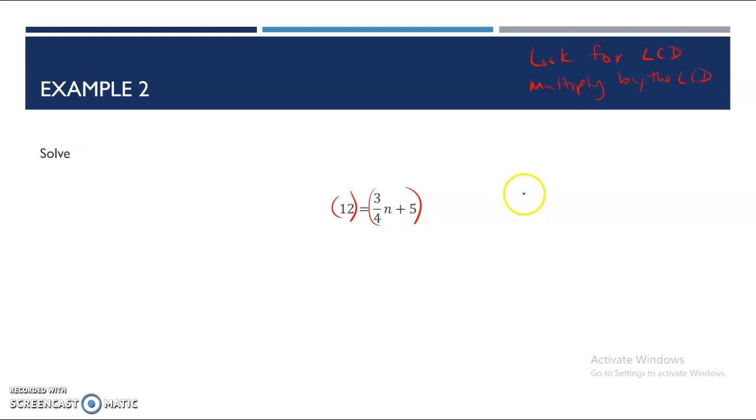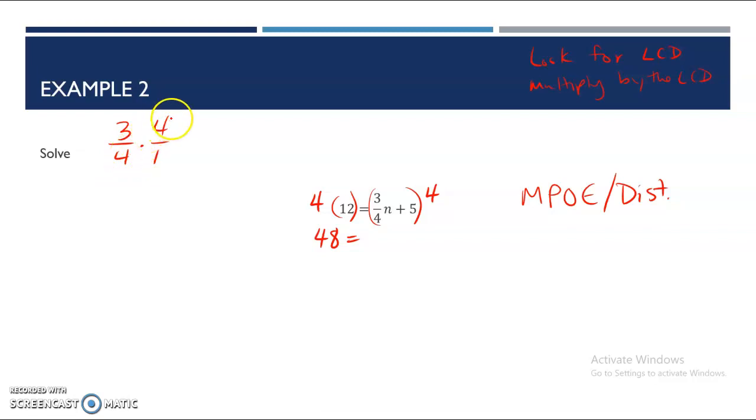And I have to do it equally to both sides. So we're going to use that multiplication property of equality. We're going to multiply both sides by 4. And then in order to do that, I'm also going to distribute on the right-hand side. So 4 times 12 is 48. And then when we do 3/4 times 4, the 4s will divide out, leaving us with just 3/1, which equals 3.